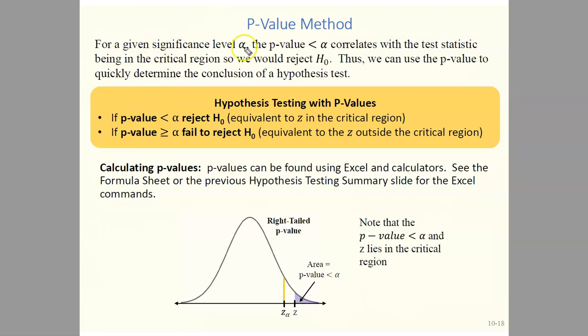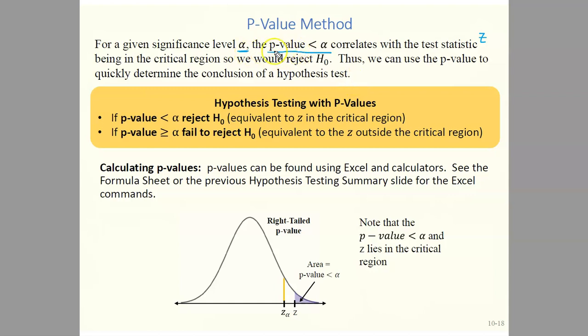Now, for a given significance level alpha, if your p-value is less than your significance level alpha, then that correlates to the test statistic z being in the critical region. So you would reject H naught. So we can use the p-value to quickly determine whether we should reject or fail to reject a null hypothesis.